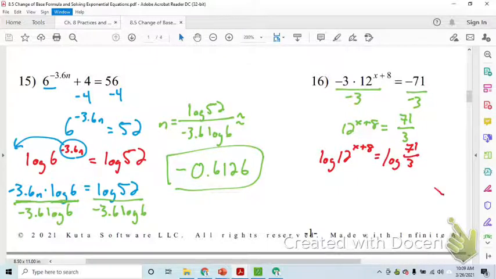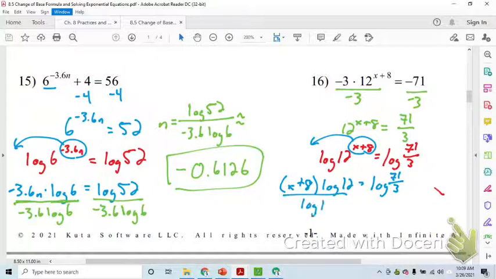Fine. Well, good. Now, after that, I have to take this exponent, move it out front. Now, the exponent is still x plus 8, so I'm putting it in parentheses. This would be log of 12 and then log of still 71 over 3. So I'm going to divide both sides by log of 12. Okay, so that's x plus 8 is equal to, all that in red, log 71 over 3 over log 12. And then to get x by itself, we have to subtract 8 from both sides.